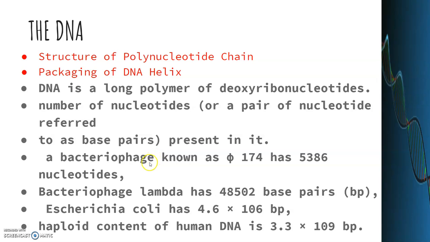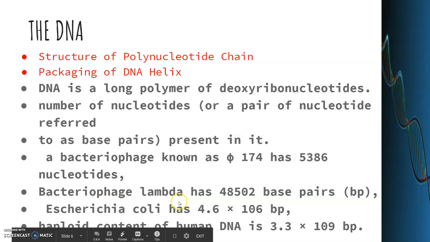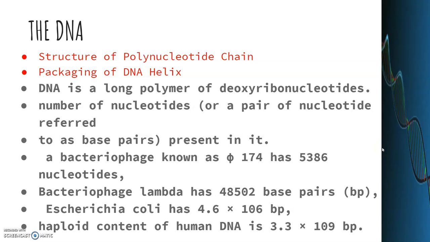For example, a bacteriophage known as Psi-174 has 5386 nucleotides. Bacteriophage lambda has 48502 base pairs. Escherichia coli has 4.6 into 10 to the power 6 base pairs, and a haploid content of human DNA has 3.3 into 10 to the power 9 base pairs of nucleotides. So let us discuss the structure of such a long polymer in detail.